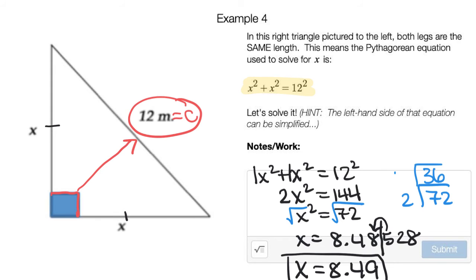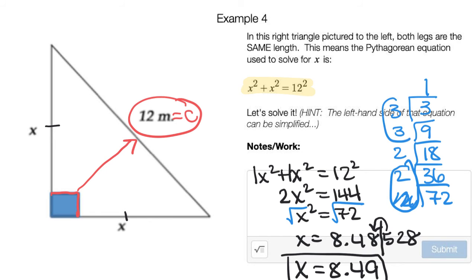If you wanted to simplify it in a different way, you could do your 2 gives me 36, divided by 2 is 18, divided by 2 is 9. Divide by 3 is 3, divide by 3 is 1. So I would be able to make a pair of 2's and a pair of 3's. So remember, that comes out as a 3 times 2 square root 2. So I could say that this is equal to 6 square root 2, and that would also be a good answer. Either one, I don't care.